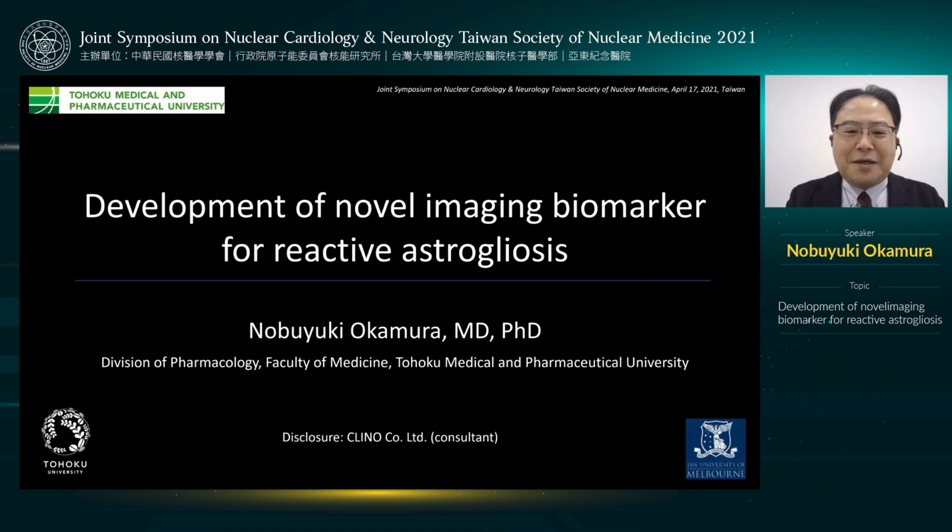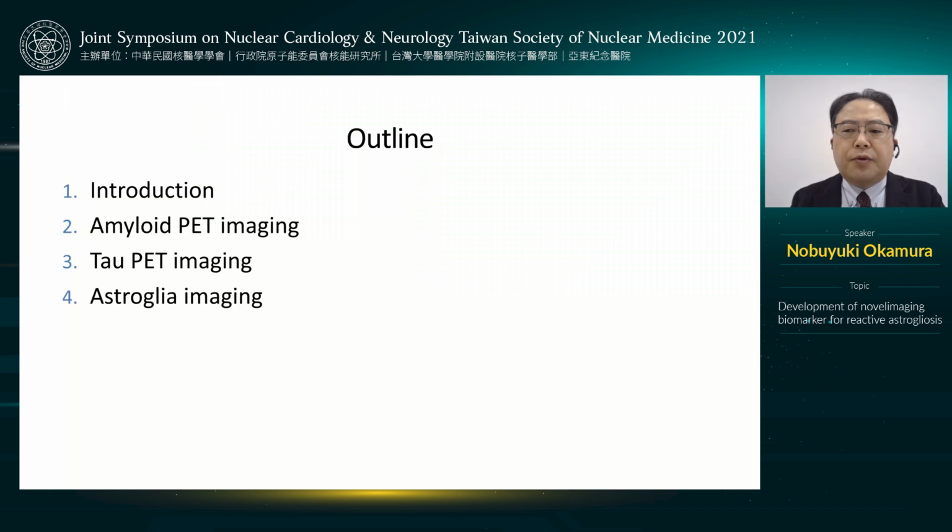So today, I'm going to talk about in vivo PET imaging for the diagnosis of Alzheimer's disease. I'll introduce a novel PET tracer for imaging reactive astrogliosis in the brain. First, I'd like to give you some background about Alzheimer's disease. Secondly, I'm going to talk about amyloid PET and tau PET. And finally, I'll introduce a new tracer for imaging astroglia.